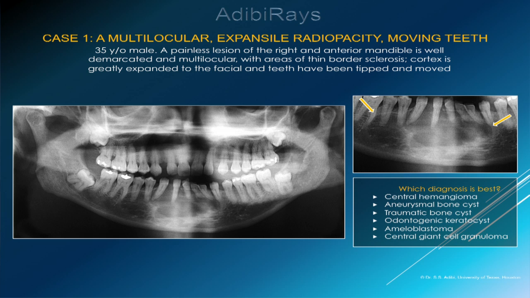This case is a 35-year-old male with a painless lesion on the anterior section of the mandible with clear demarcations and multilocular with an area of thin border sclerosis. The cortex is expanded to the facial and teeth have been tipped and moved. Which diagnosis is the best based on the given information?